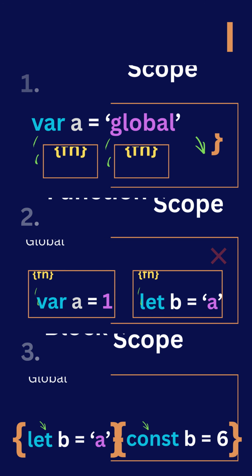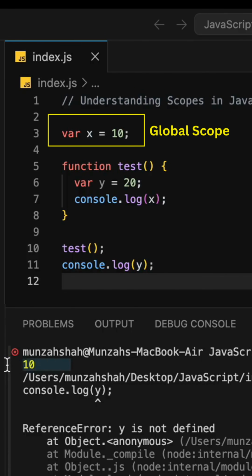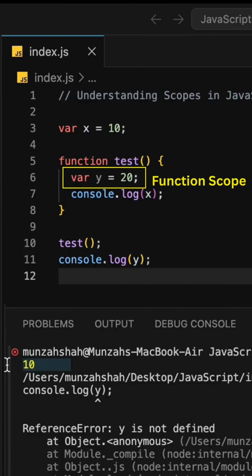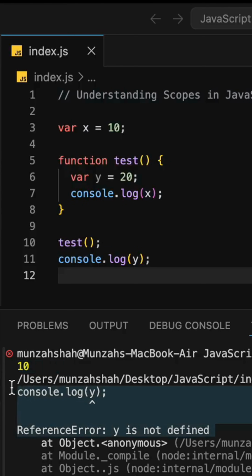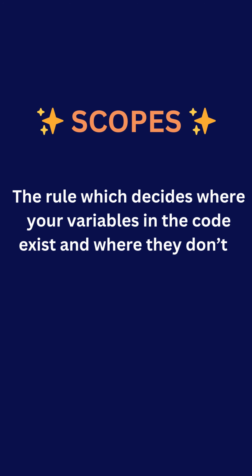Well, now coming back to the answer of our code example, X is in the global scope, so it can be used anywhere and everywhere in the code, whereas Y is defined inside of a function, so it's in the function scope. That means Y only exists inside of the test function, and outside of it, it doesn't even exist at all. Hence, when it was used outside of the function, it threw us an error. So that's scoping in JavaScript, the rule which decides where your variables exist and where they don't.